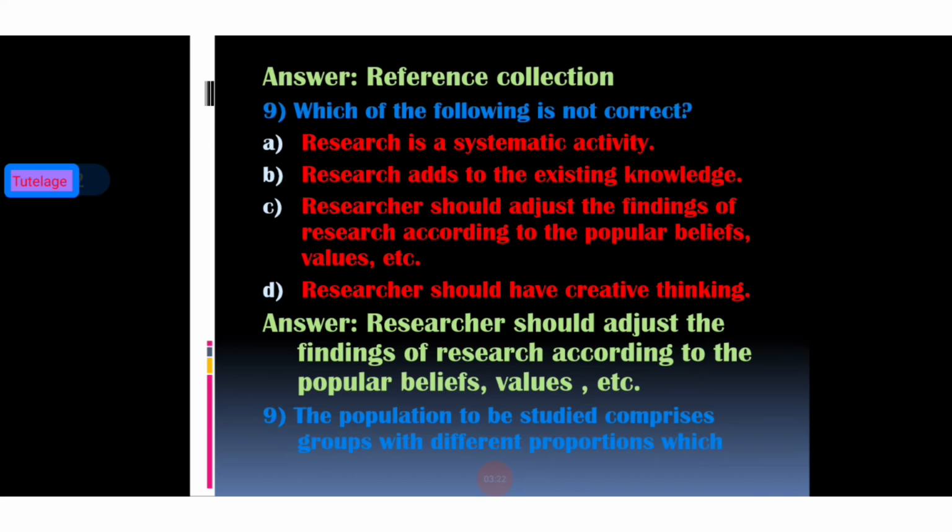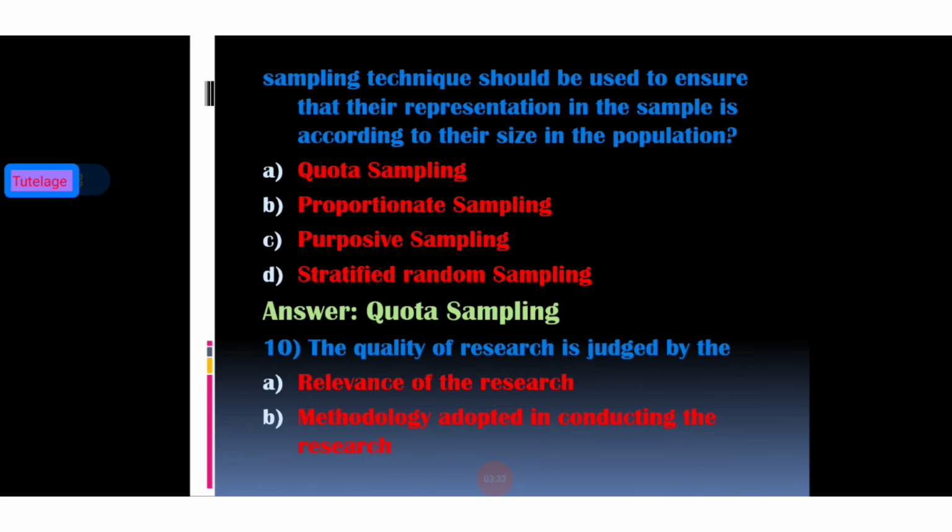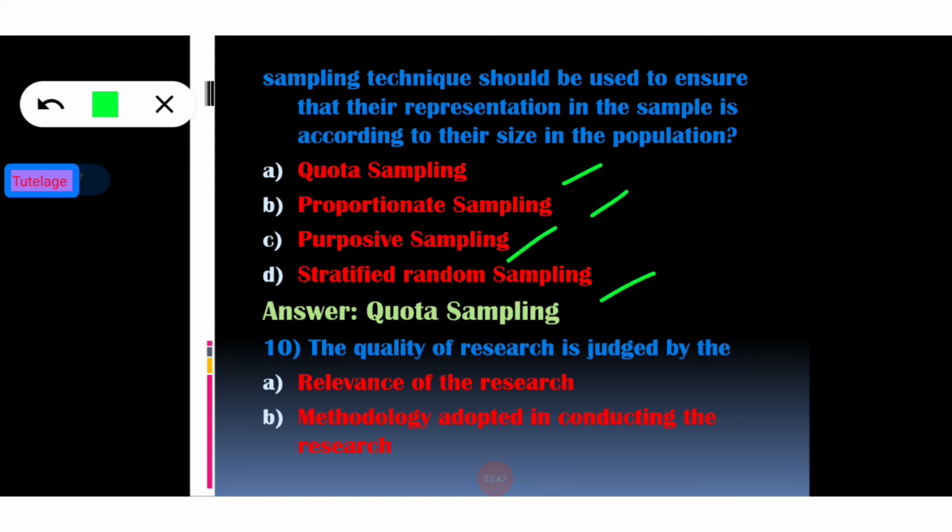So, learner, here we can see the next question. The population to be studied comprises groups with different proportions. Which sampling technique should be used to ensure that their representation in the sample is according to their size in the population? Here we can see there are four options: quota sampling, proportionate sampling, purposive sampling, and stratified random sampling, and we will discuss it later. Here we do not explain the concept of sampling, quota, stratified, etc., because it is a purely question answer session.